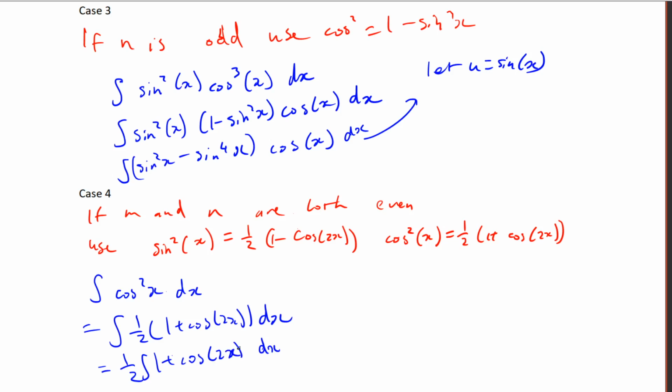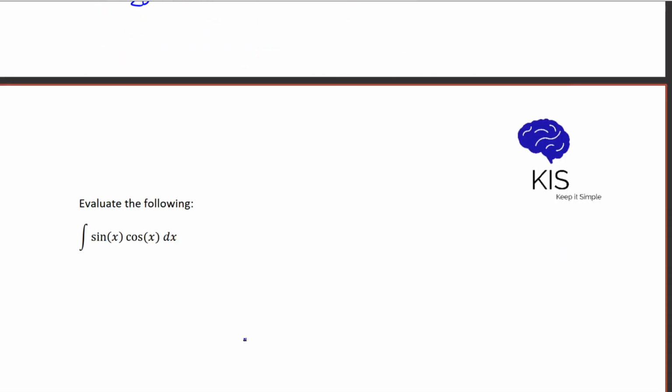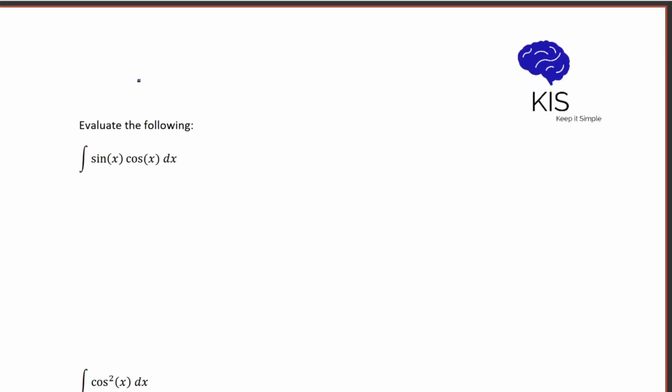I want to move on to some examples. So evaluate the following. I have sine x cos x. This is a case where this is case 1 where m equals 1 or n equals 1.